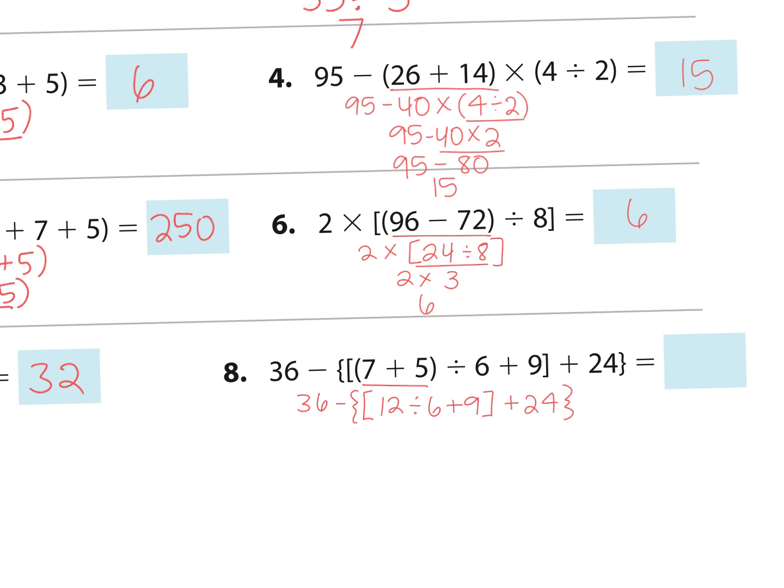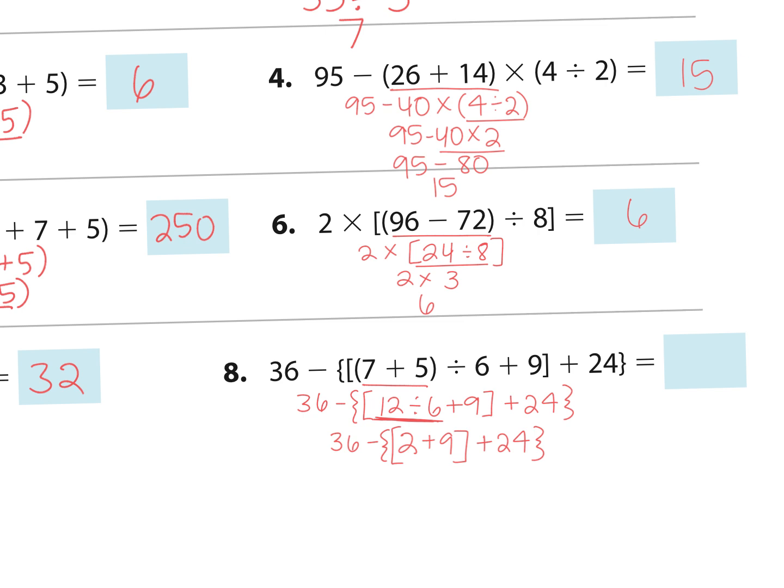Okay, what do I do next? Jason? 12 divided by 6 first, which is 2. Bring everything down, 36, minus, brace, bracket. My answer was 2, plus 9. Close my bracket. Plus 24, close my brace.